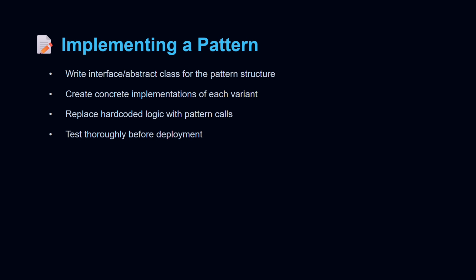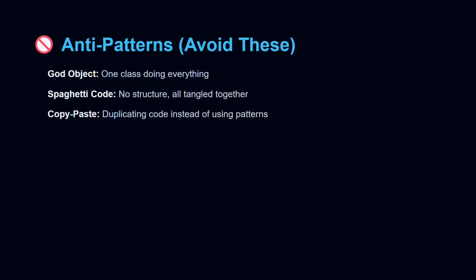And anti-patterns: for example, god objects, one class doing everything, or no structure, everything tangled, and copy paste duplication instead of patterns. Patterns matter because they give you reusability, maintainability, and team communication.